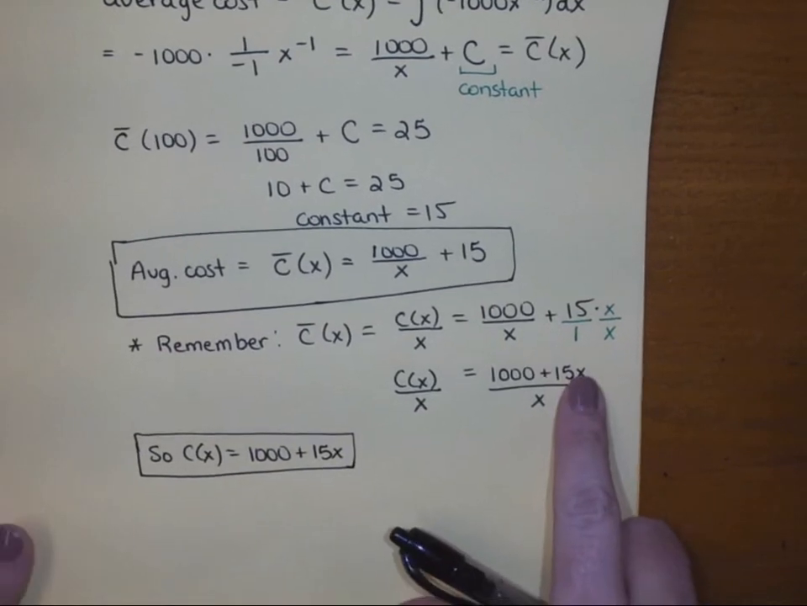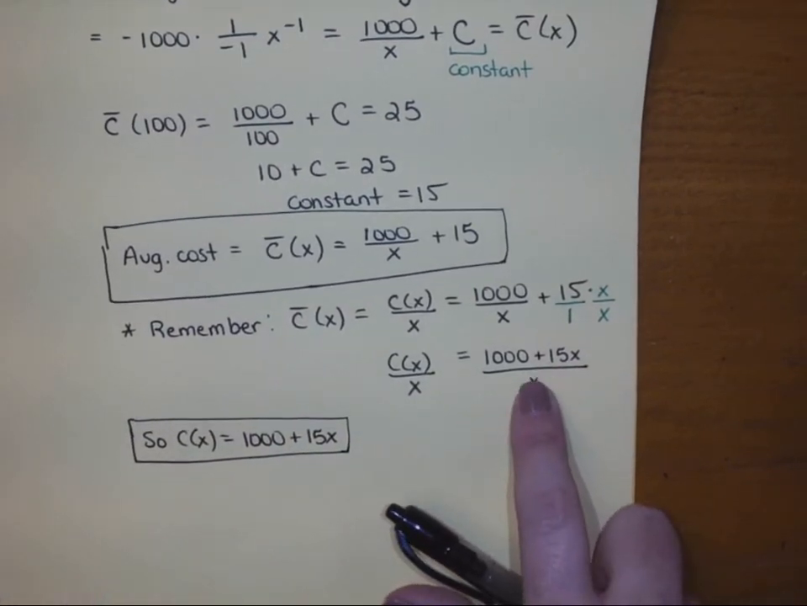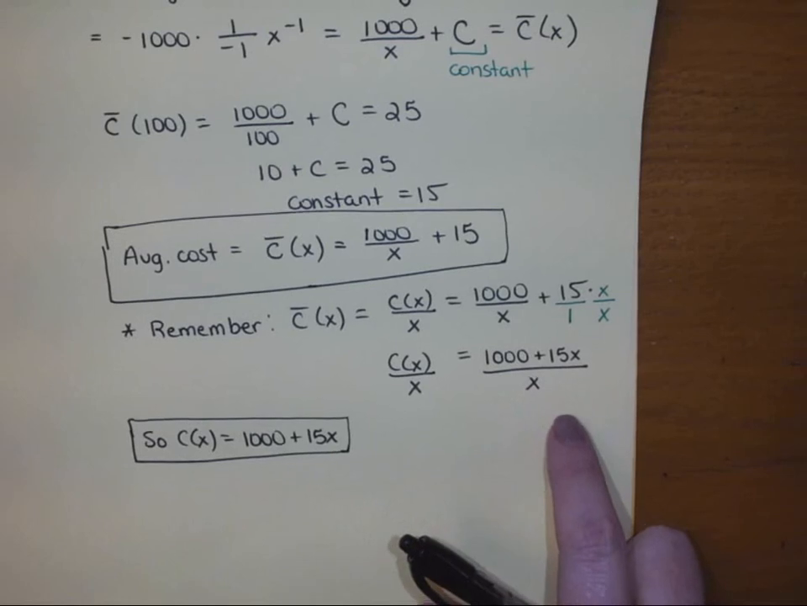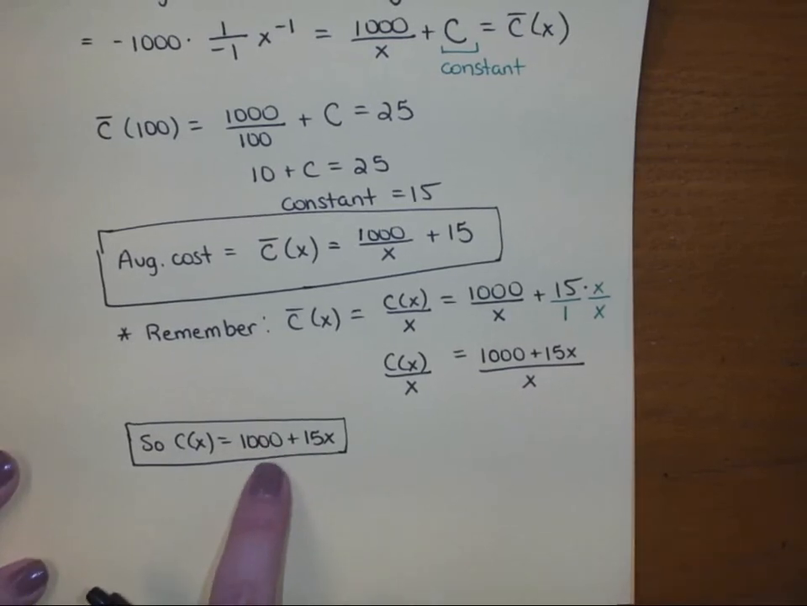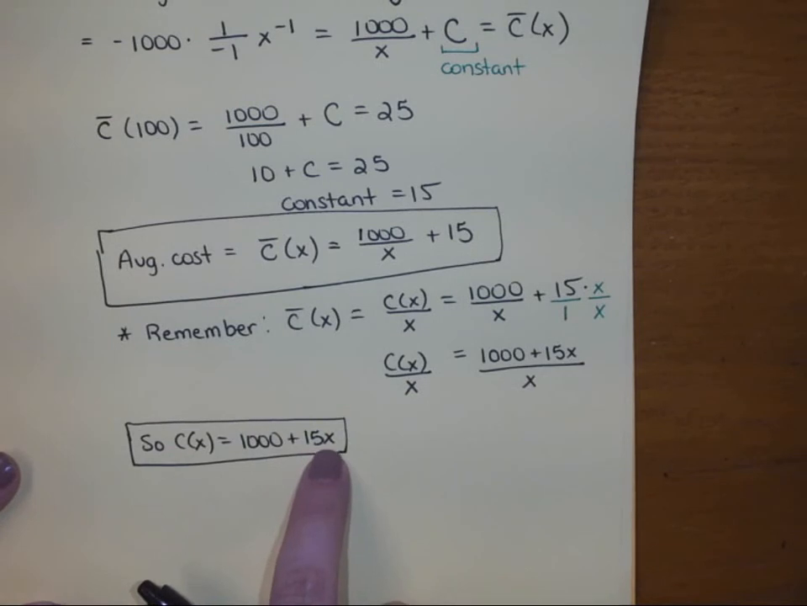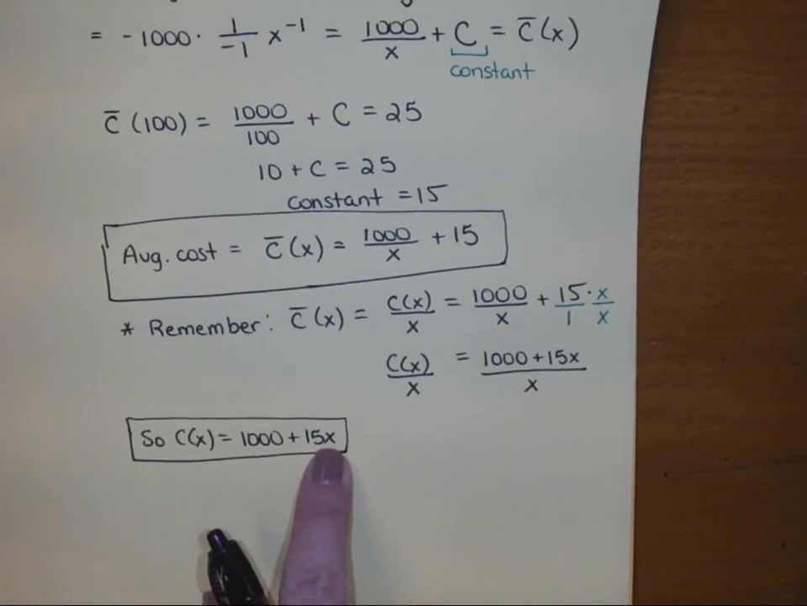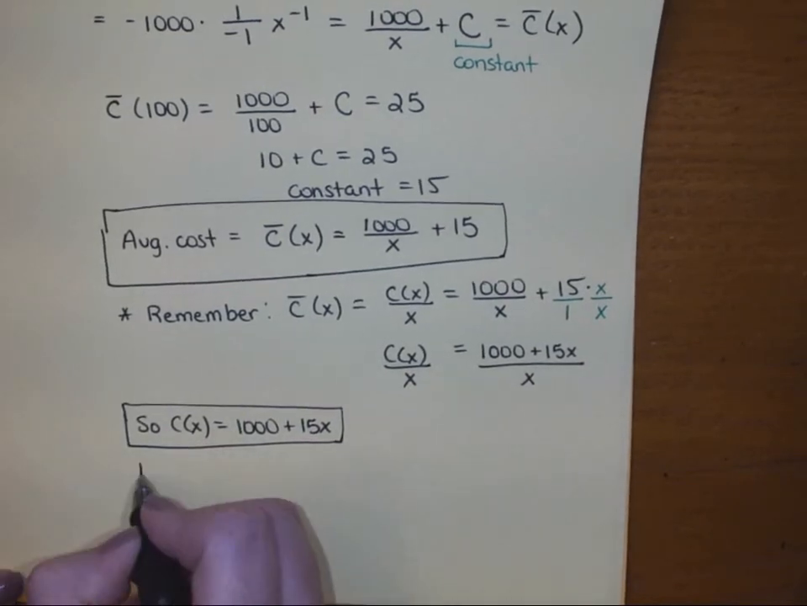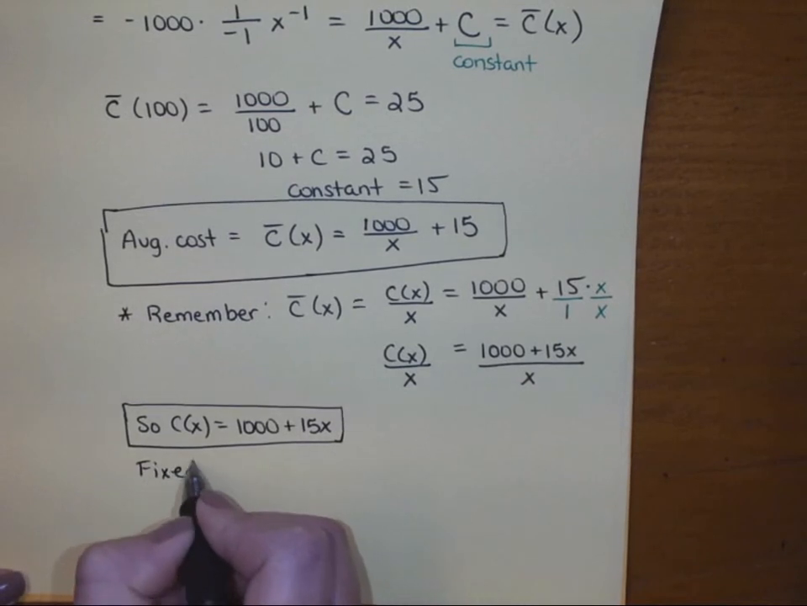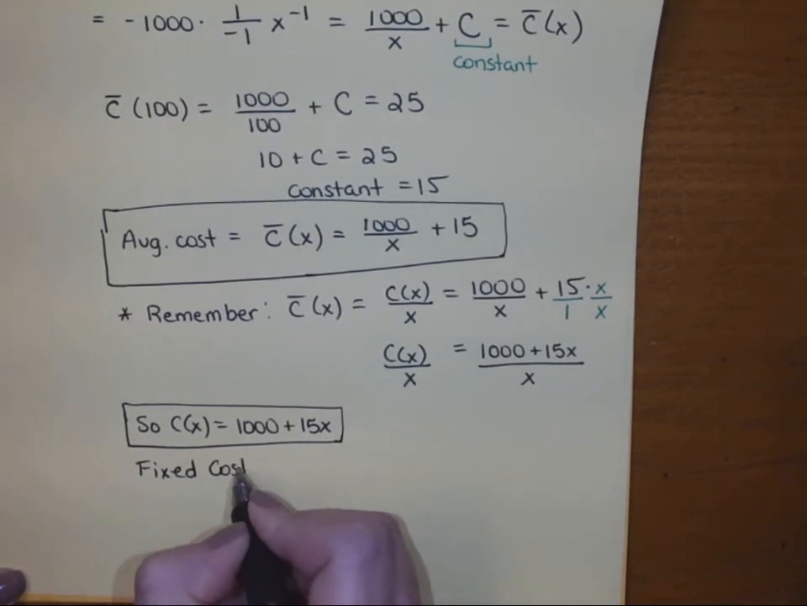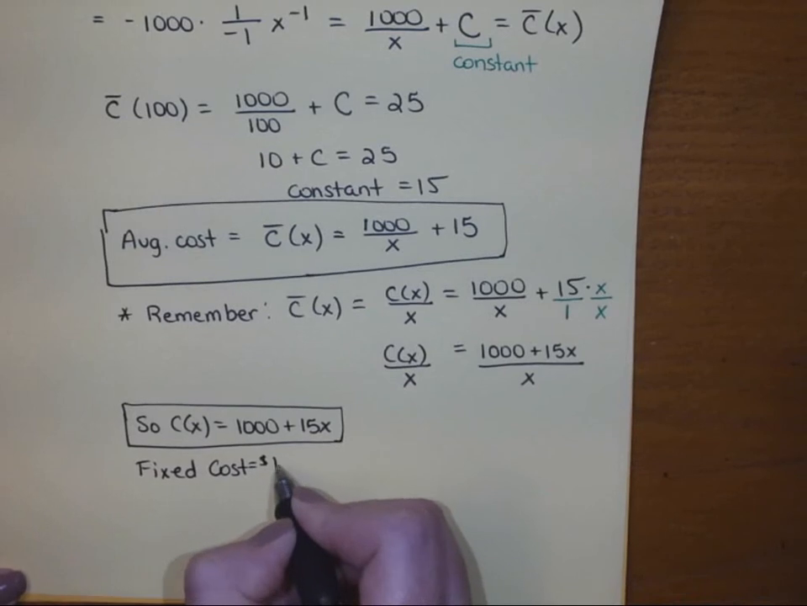Okay, in other words, whatever you got on the top. Once you write it as c of x over x, it's just whatever the numerator was. And then which part of this represents the fixed cost that is unchanging? Notice the 15 cost will be multiplied by however many items you make, right? But the fixed cost, the amount that's just being added no matter what, is the $1,000, right? So the fixed cost in this case is $1,000.